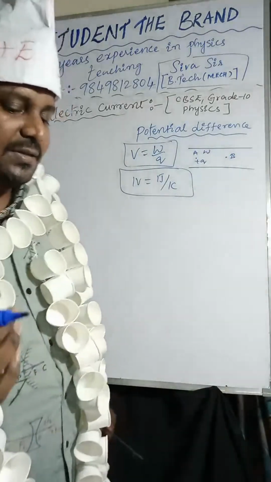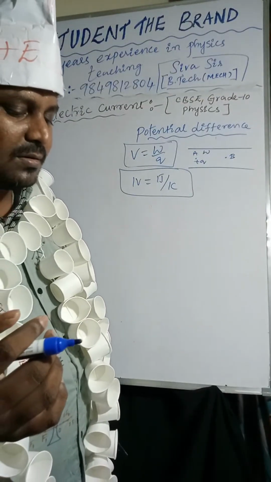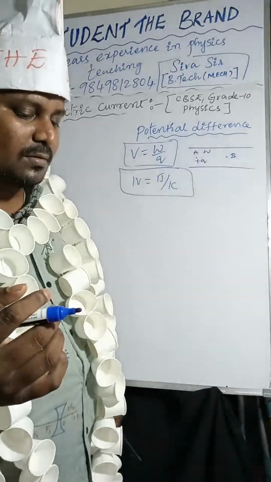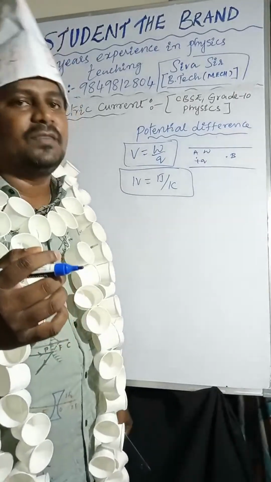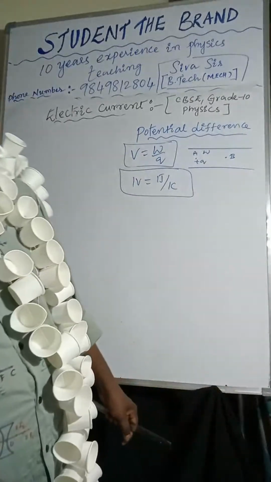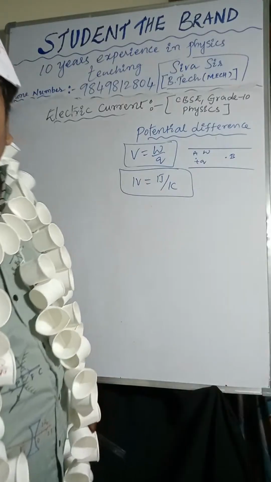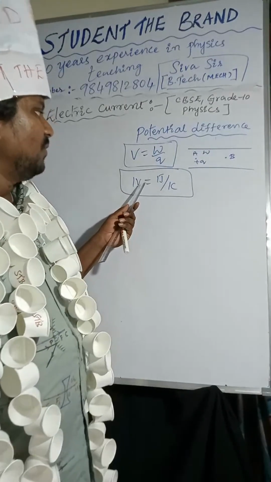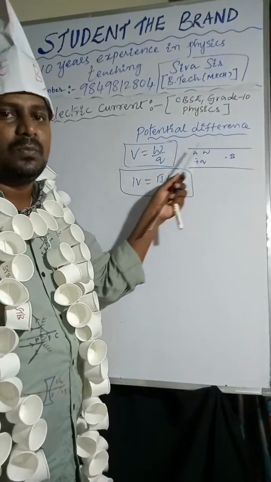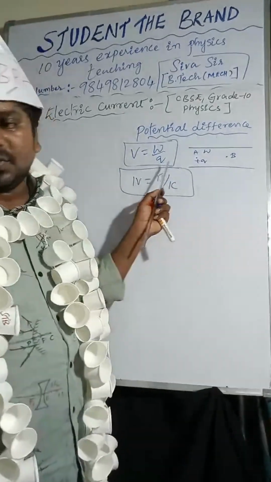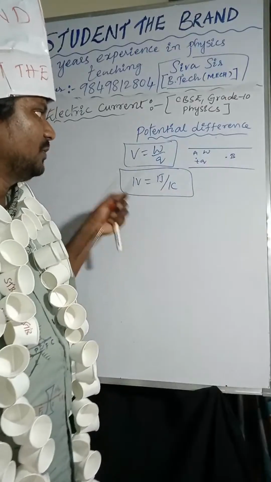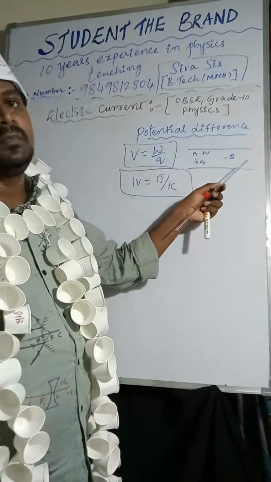1 volt is defined as 1 joule of work done to bring 1 coulomb of charge from one point to another point.